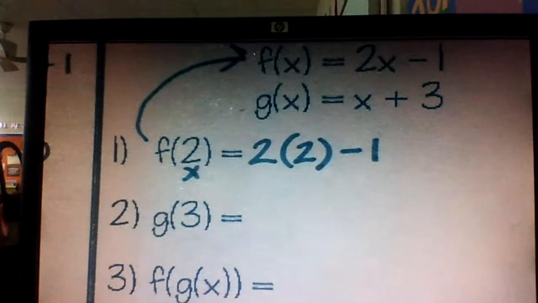So your key thing is determine which function you need. Am I using f or am I using g? Replace my x with the value that's inside of the parentheses, and then solve. So this should come out to be 3. 2 times 2 is 4, minus 1 is 3.